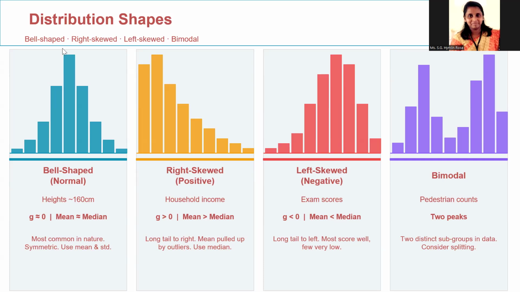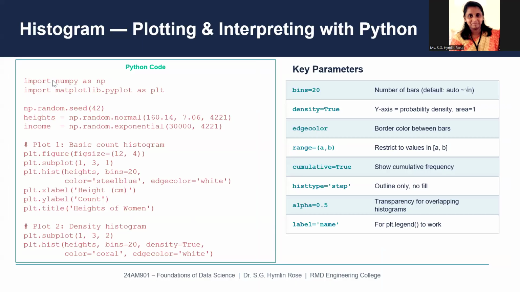Now, how to plot a histogram is an example. A Python code is given. The key parameters considered are bins equal to 20, and density set to true. Edge color is the border color between bars, representing a range A to B. Cumulative is true, histtype is step, which is outline only with no fill. Alpha is 0.5, and then the label name.